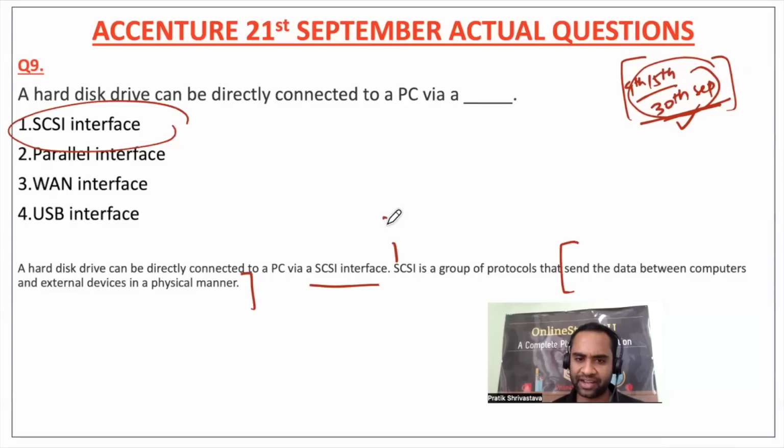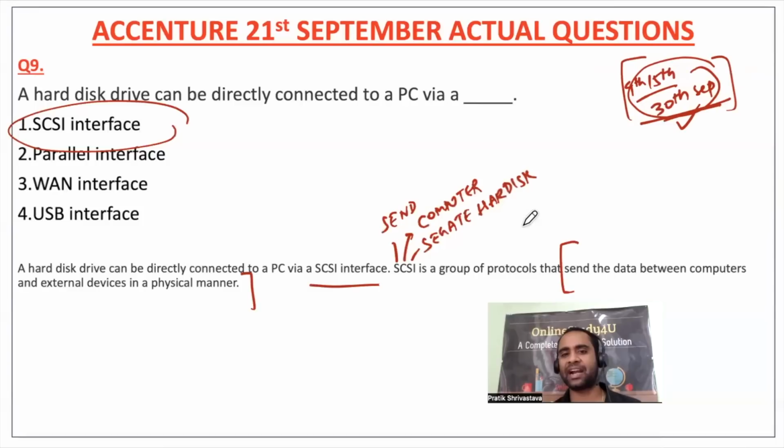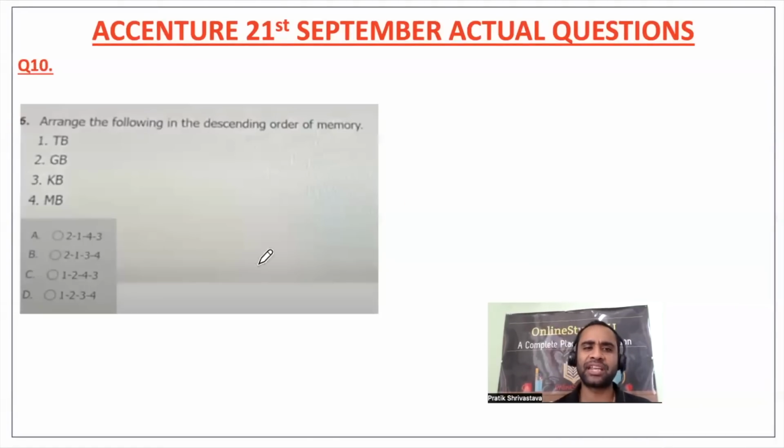S for send, so just keep in mind, S for send, C for computer. So it sends data from computer to your external devices. Here S, you can put it as Seagate, something like Seagate hard disk, right? So you might be knowing Seagate hard disk. Like this you remember: send data from computer to Seagate hard disk, that is nothing but SCSI interface. Like this you can keep in mind.